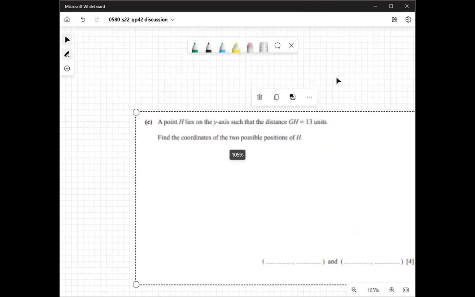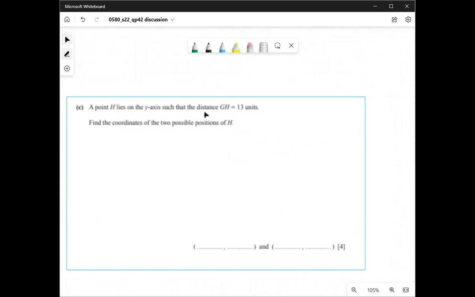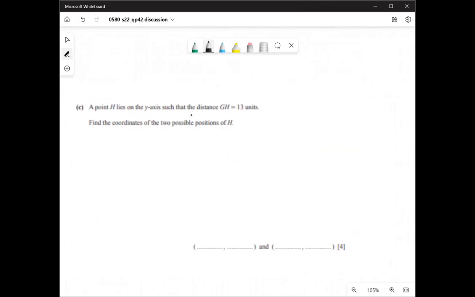Read the question. A point H lies on the y-axis such that the distance GH is equal to 13 units. Find the coordinates of the two possible positions of H. Two possible positions of H, that's what we're trying to find.